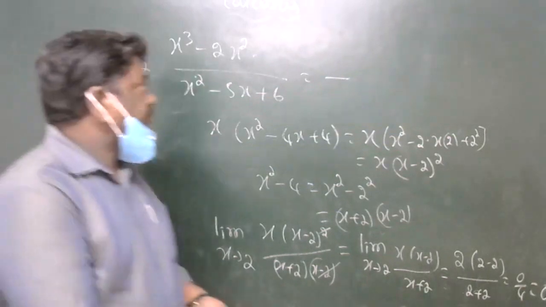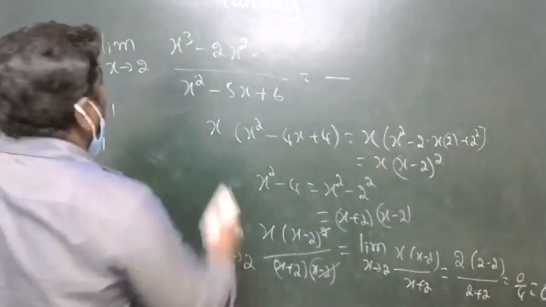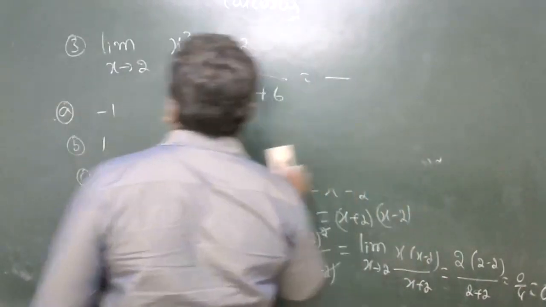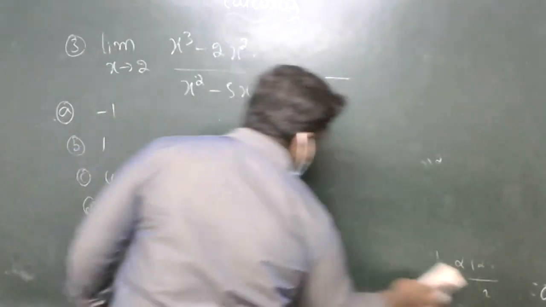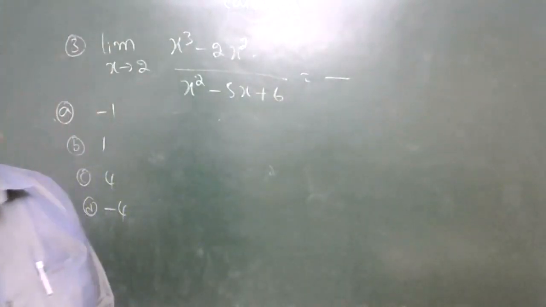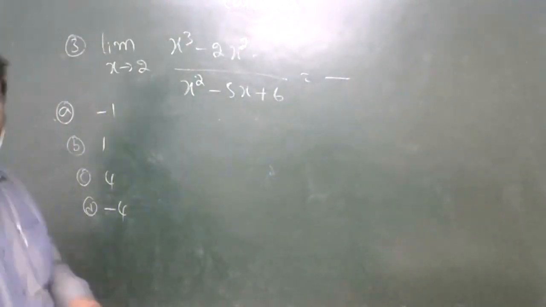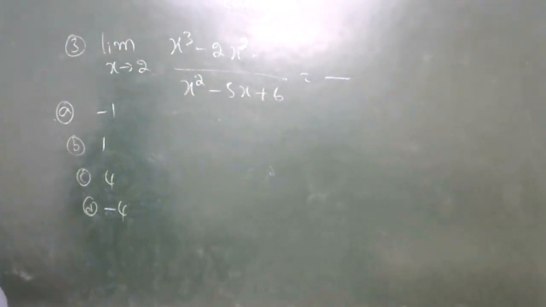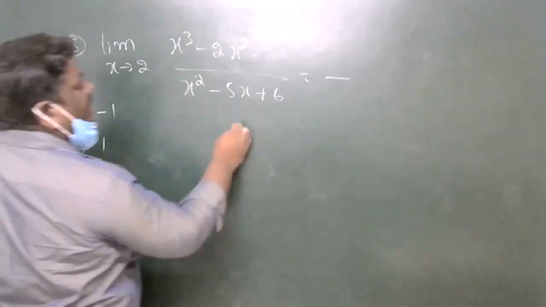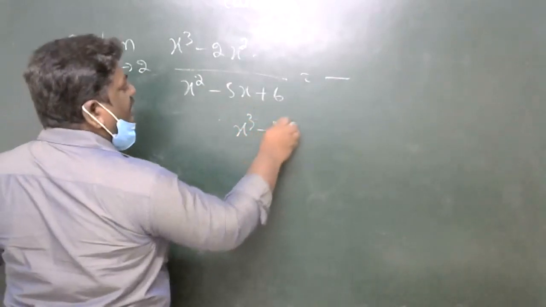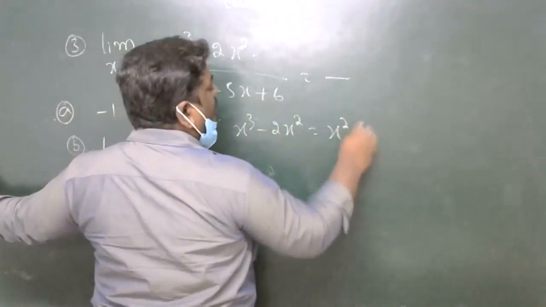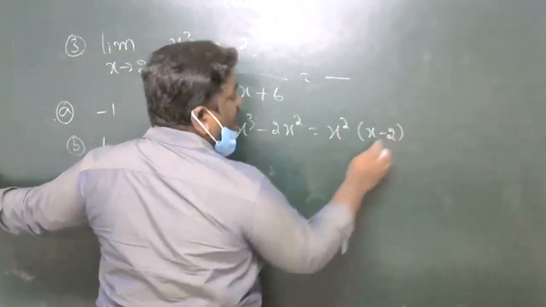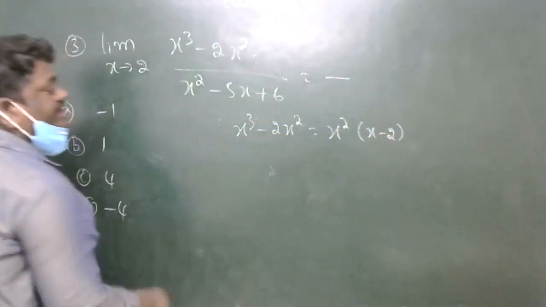Check once. By substituting x is equal to 2 in the denominator, are you getting 0 or not? You're going to get 0 in the denominator. So at that time, you go for factorization. You can take x square outside in x cube minus 2x square. So x square into x minus 2. This is the only 0 giving term that you have to eliminate.